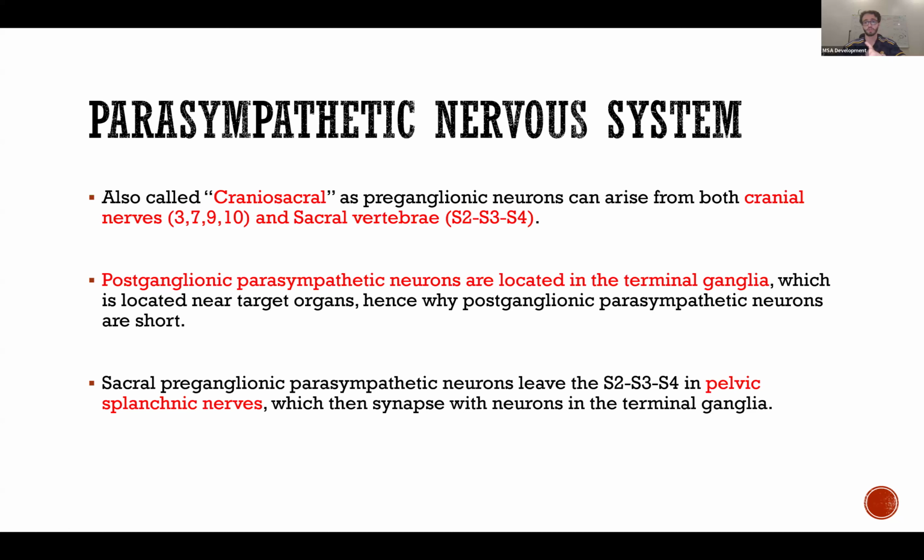Parasympathetic neurons, the sacral ones, not the cranial ones, when they leave the spinal cord, they leave in pelvic splanchnic nerves. Then we have something called a pelvic splanchnic nerve, but the sacral preganglionic parasympathetic neurons will leave with them. You guys remember how we said the sympathetic neurons will leave in the same route as the motor neurons through the ventral roots. It's the same concept here. The sacral preganglionic parasympathetic neurons will leave with the pelvic splanchnic nerves. And then they can synapse with the organ in the terminal ganglia.